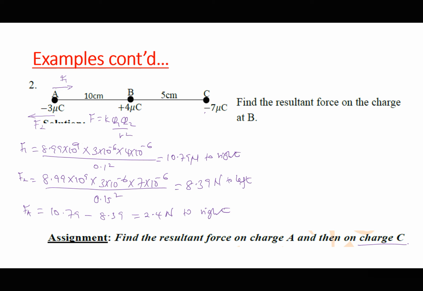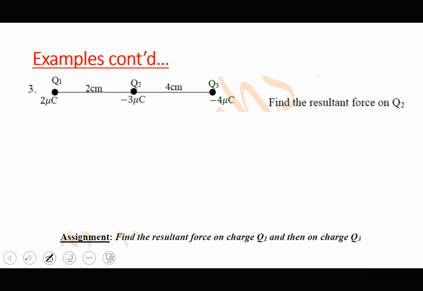Okay, example number 3. We have 3 charges still placed on a straight line, Q1, Q2, and Q3. Find the resultant force on Q2. So still this is positive, the other one is negative, this is negative. So what happens to Q2 if I consider Q1? Because Q1 is positive, Q2 is attracted, so it experiences a force to the left. I'll call this one F1.